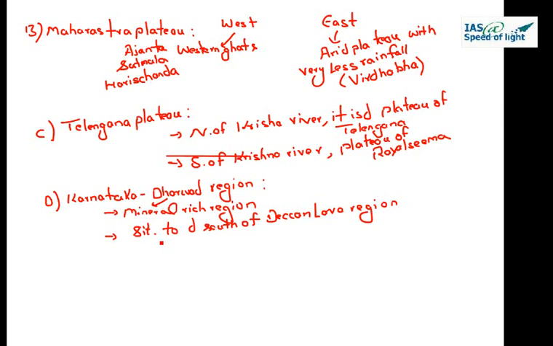There are two important physiographic regions of Karnataka plain. One is Malnad and second is Maidan.